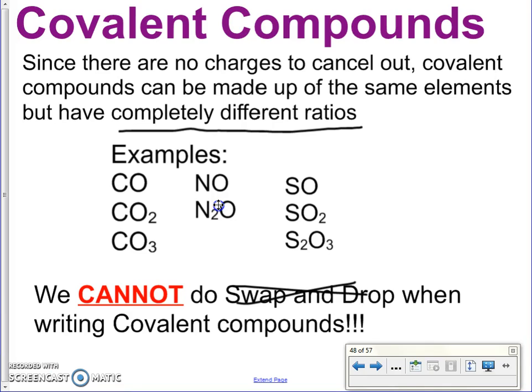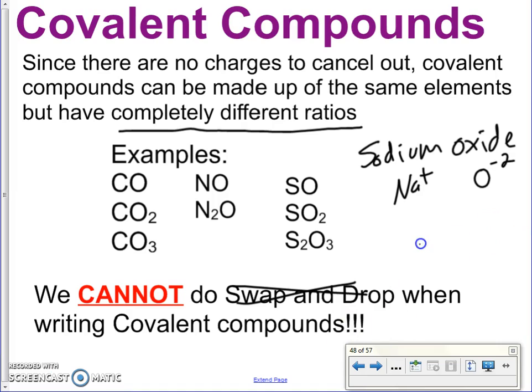Okay, so as we're looking at these, we have to understand that it's not like ionic compounds. With ionic compounds, if I tell you sodium oxide, there's only one answer for what sodium oxide is. There is only one sodium oxide. That's determined by our charges. We cross and swap, Na2O. This is the only thing that makes up sodium oxide.